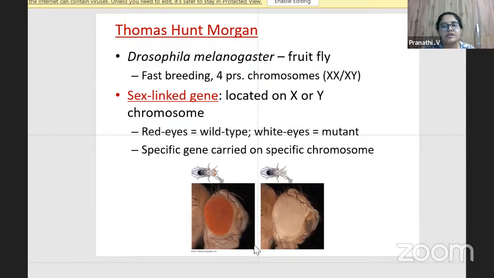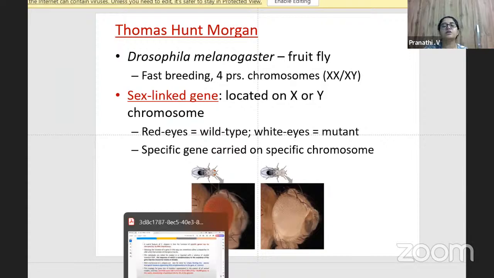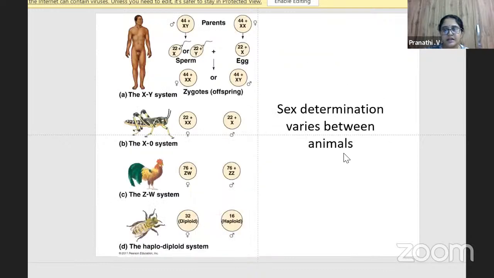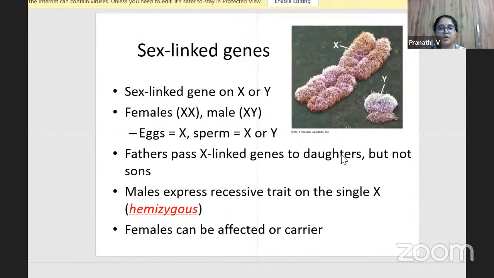and Drosophila melanogaster is the fruit fly, and it is basically the chromosomes that are going to cause or talk about the inheritance. So again, you have different kinds of inheritance over here. It can be the XY system, XO system, or the ZW, or the haplodiploid system. So you have a lot of sex-linked genes that are present on either the X or Y chromosomes.